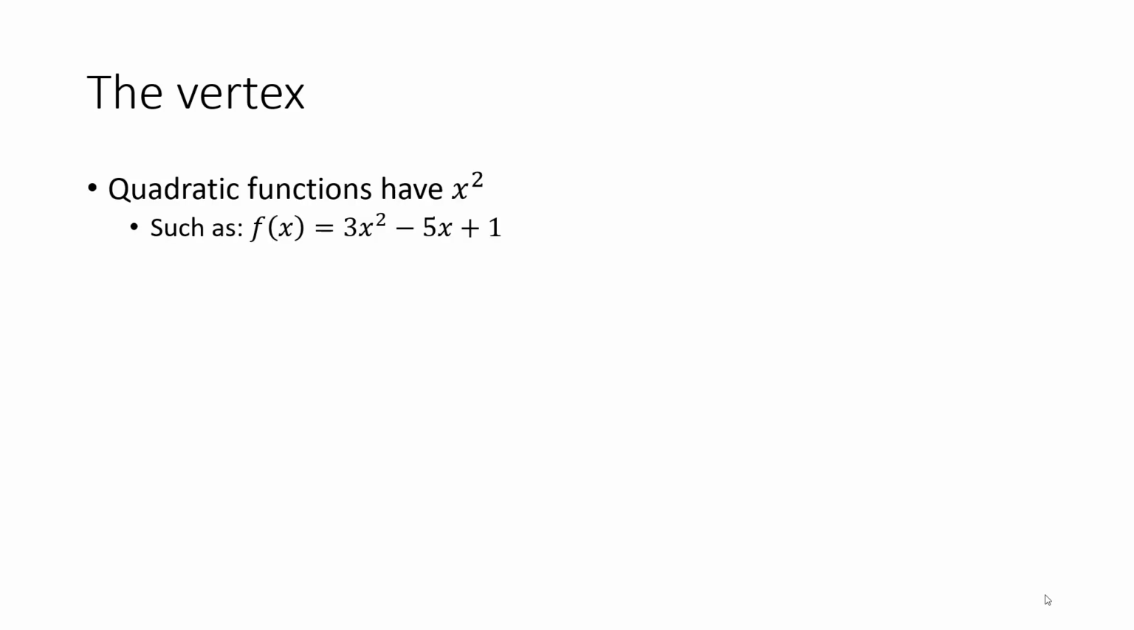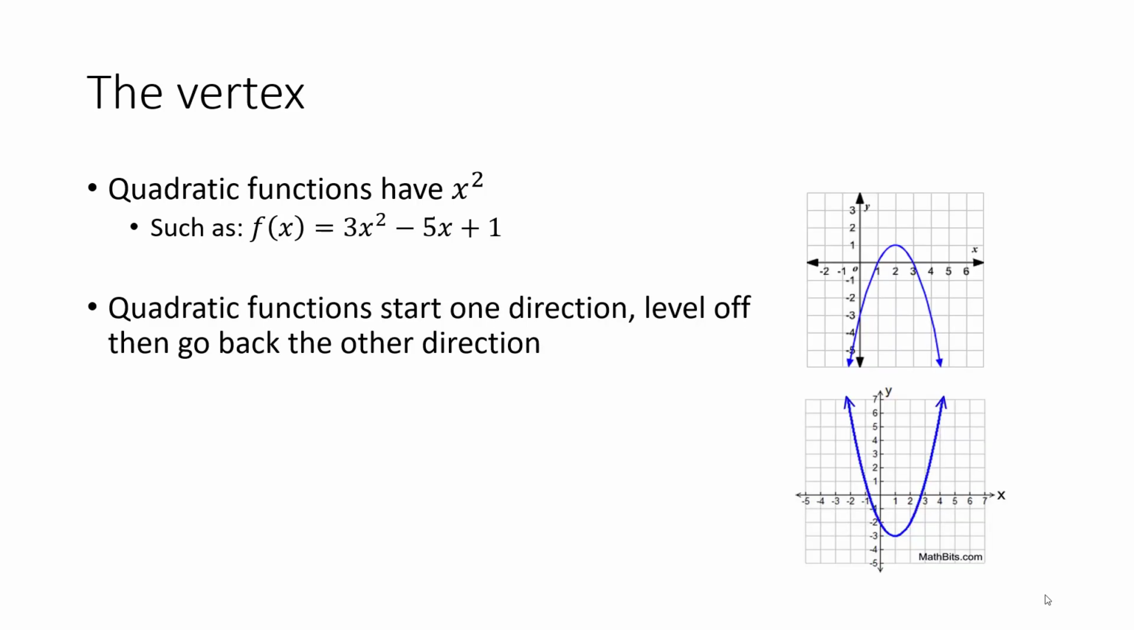Quadratic functions, first by way of definition, have a quadratic term, or an x squared term, like 3x squared minus 5x plus 1. On every quadratic function, you'll notice that it starts out in one direction. This top graph goes up, then it levels off, and then it goes back the other direction. It makes this shape that we call the parabola. It can go the other direction too, opening up, where it starts going down, levels off, and then goes the other direction. That general shape, the parabola, is the graph of every quadratic.